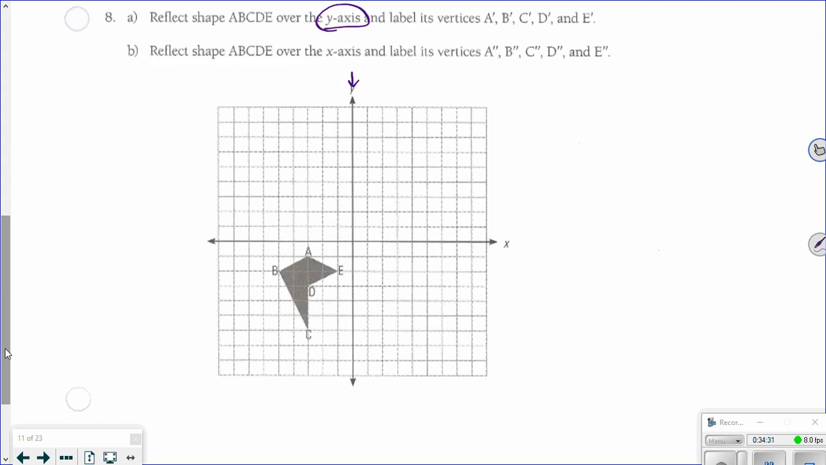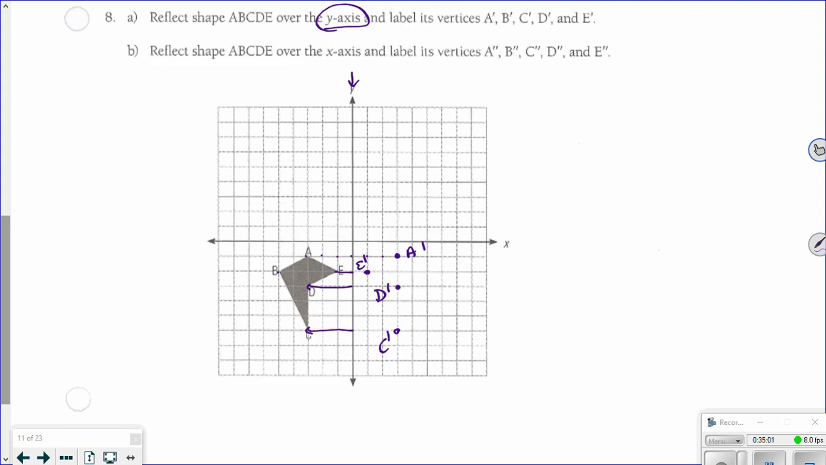So any point, starting point, it doesn't matter. A was 3 away, so we need 3 away to be A prime. E was 1 away, so E is going to be 1 away. G was left 3, so we're going to go right 3. I'm going to put that on the other side. C was also 3 over. So 3 the other way for C prime.